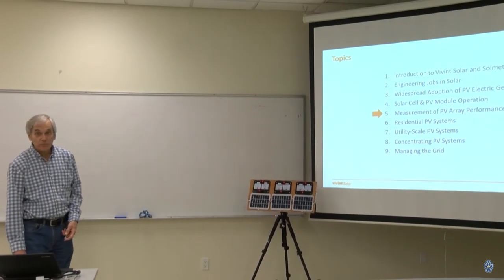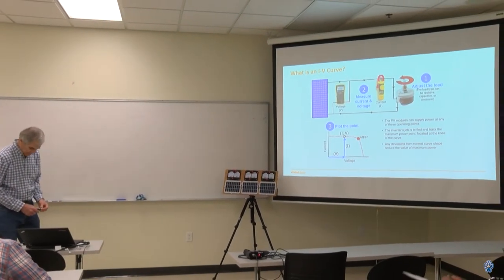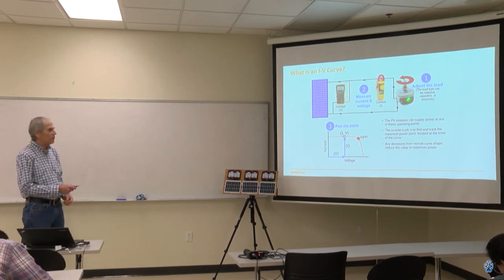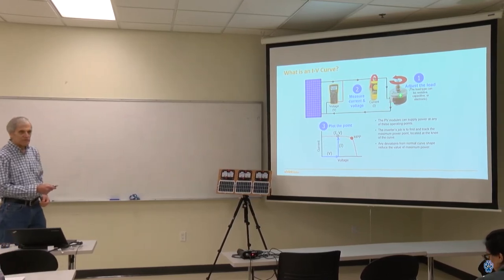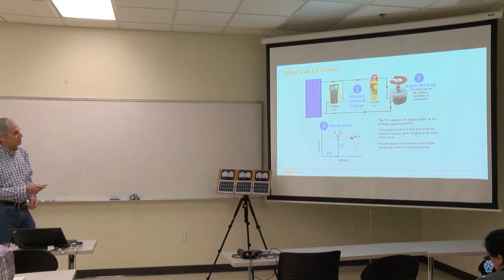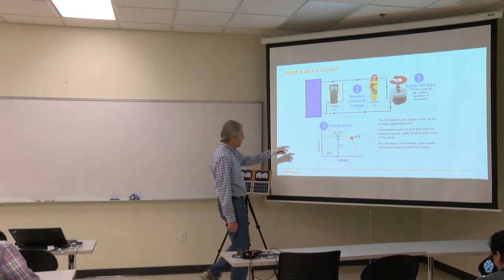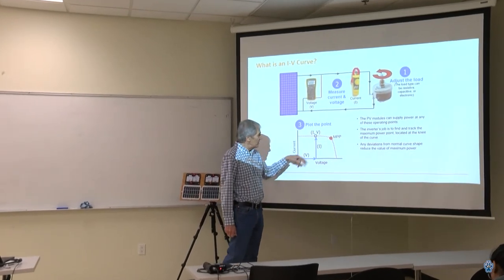Let's take a look at measurement of array performance. This is one of the things that we do at Solmetric, and this is kind of a laboratory way or introductory way to get familiar with the IV curve. You take an adjustable resistive load and connect it across a small solar panel, and then measure the voltage across the panel and the current coming out of it as you adjust that load. You take a bunch of points and plot them on a current versus voltage axis. And lo and behold, you have an IV curve.